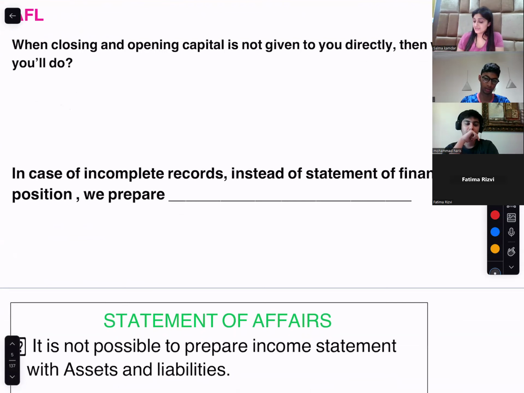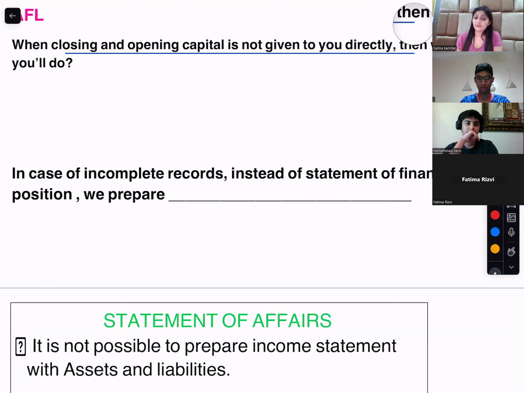So, Haris, I want you to answer this question. When closing and opening capital is not given to you directly, what will you do? To find closing capital, you'll add opening capital plus net profit minus drawings, and you'll get the closing capital. Capital can only be found out by preparing a statement of affairs.